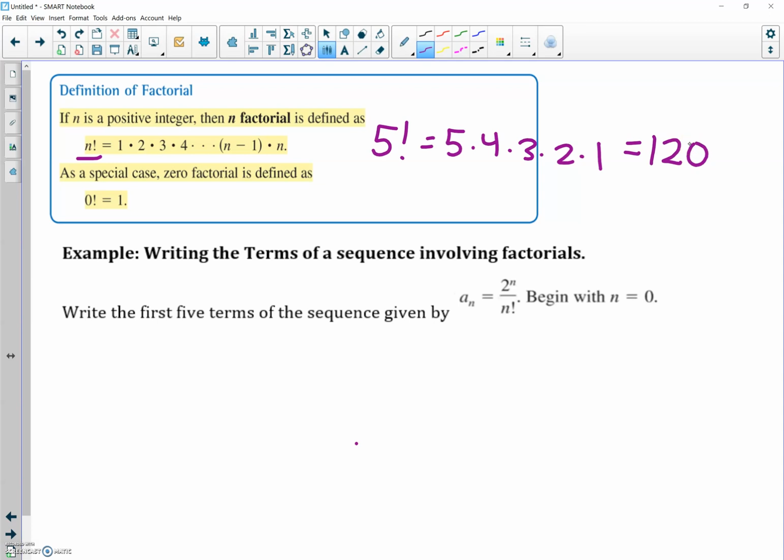Let's look at this example here. We are finding the first 5 terms of the sequence a sub n, where a sub n equals 2 to the n over n factorial, and it tells you to begin with n equals 0.